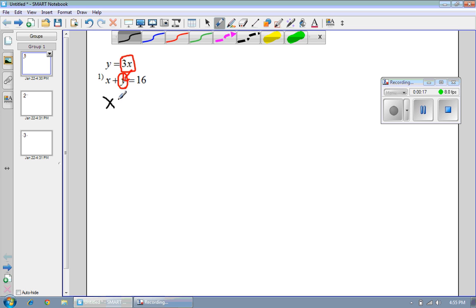We write x plus, that doesn't change, but then instead of y, we're going to see 3x. And did we change the equals 16? No, that'll stay the same right there. What does this do for us? How does it help us?